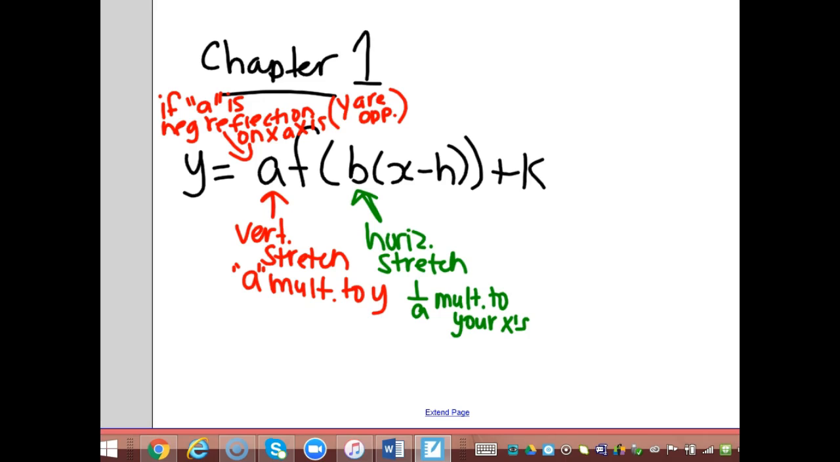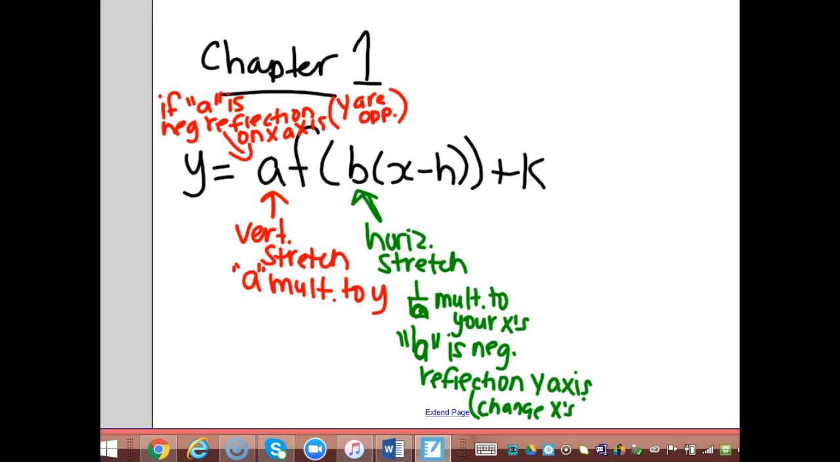So then, also, if A is negative, then it's a reflection on the y-axis. Oh, sorry, I said A. Oh, yeah, these should be B's, correct? Yeah, I'll switch them to B. Okay, so if your B is negative, it's a reflection on the y-axis. So that changes x's to opposite.